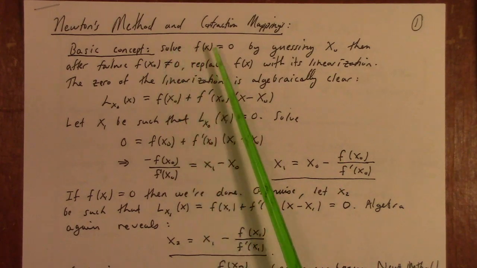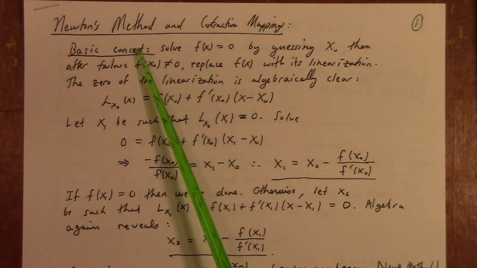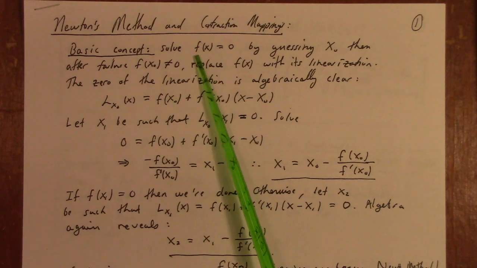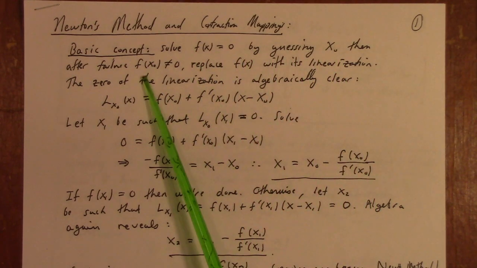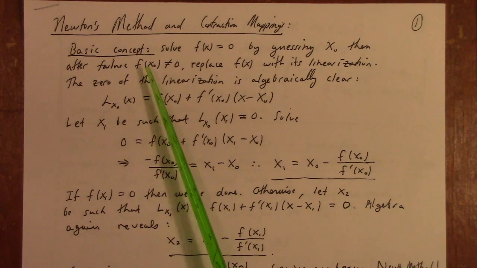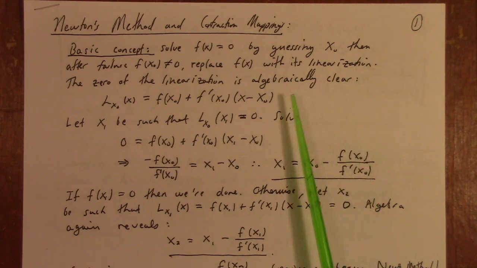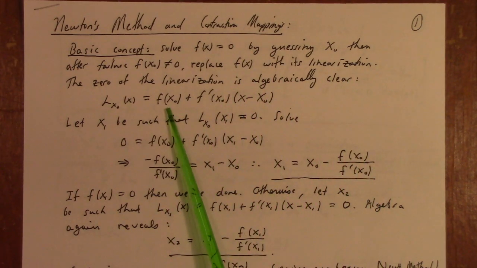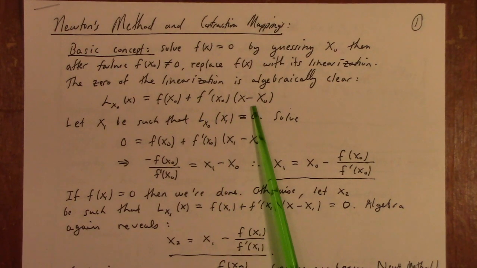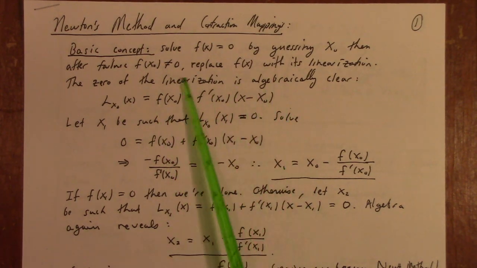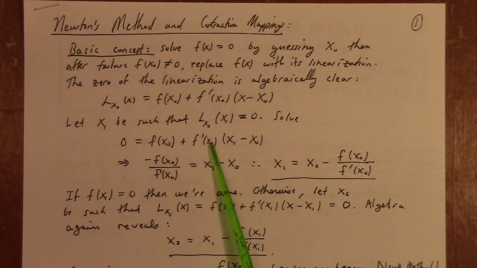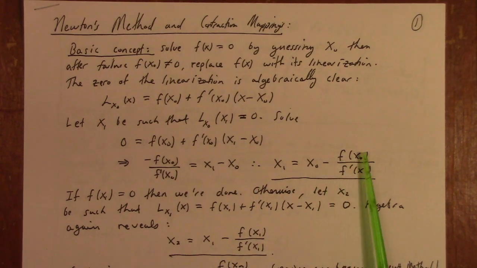So just to start with, the basic starting point is Newton's method. If you want to solve f of x equal to 0 by guessing x naught, then first of all, you plug it in and see if it works, right? And if it's not equal to 0, then what do you do? Well, you replace the function with its linearization. What's the linearization of the function? Well, it's f of x naught plus f prime of x naught times x minus x naught, right? And so if we set that equal to 0 and solve, calling that solution x1, you get x1 is equal to x naught minus the ratio of f of x naught and f prime of x naught. Now, if f of x1 is equal to 0, we're done.